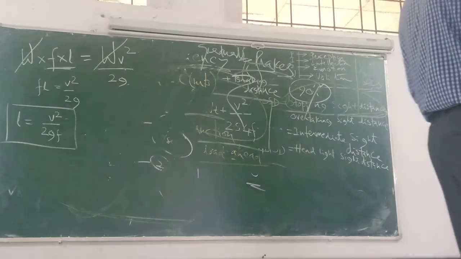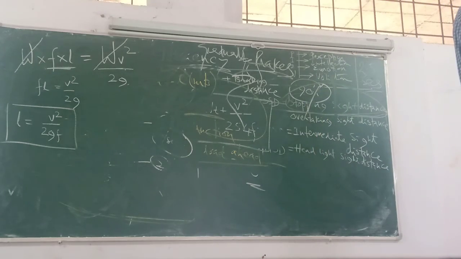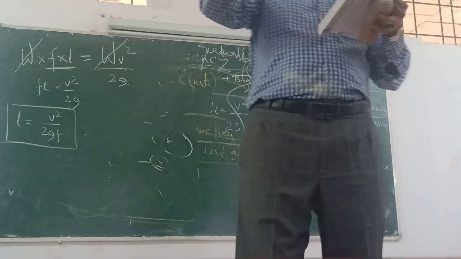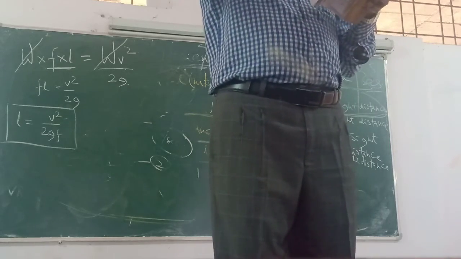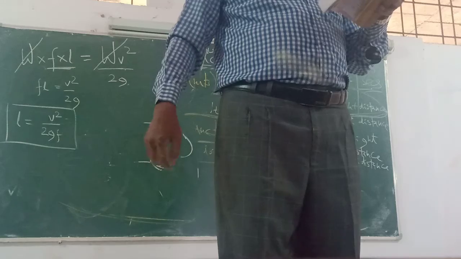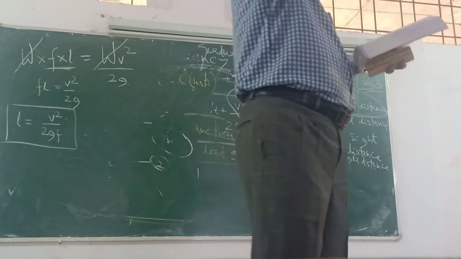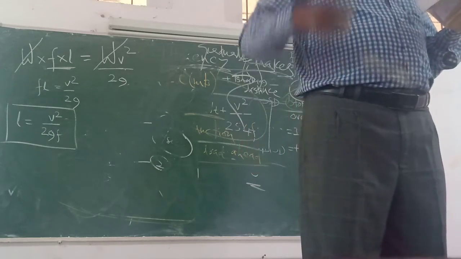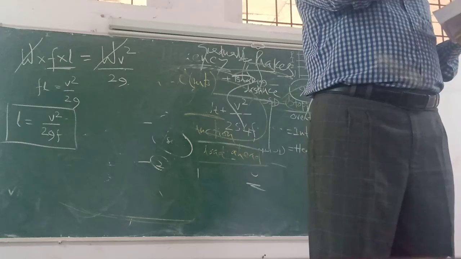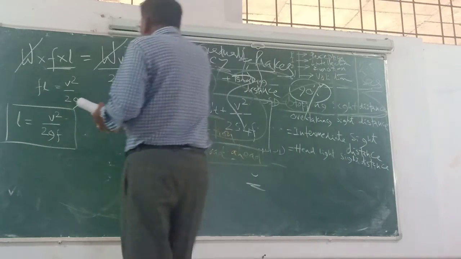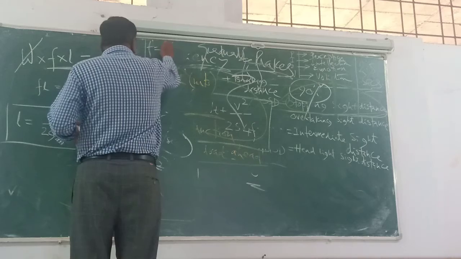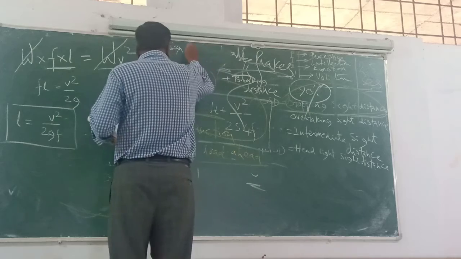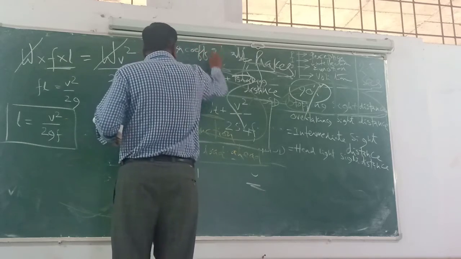Small v equals the speed of the vehicle in meter per second. F equals the design coefficient of friction. You want to write design coefficient of friction F. I will tell you what this is tomorrow's class, no time now.